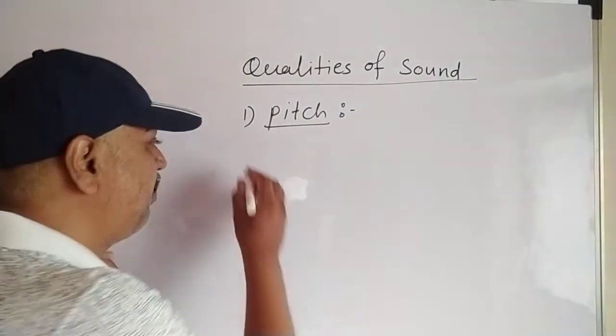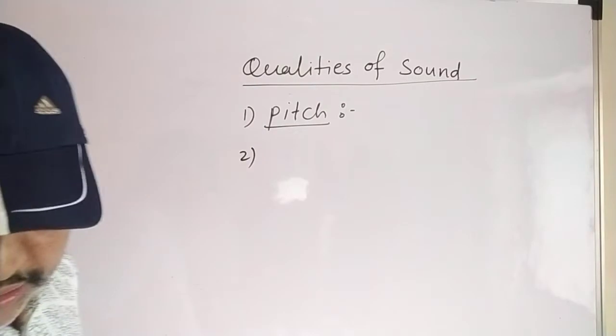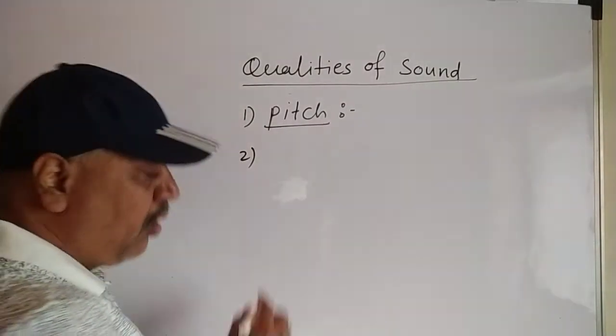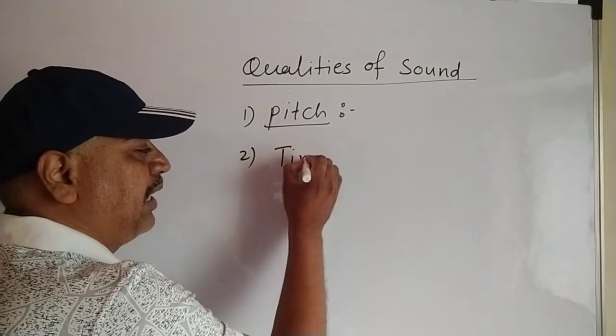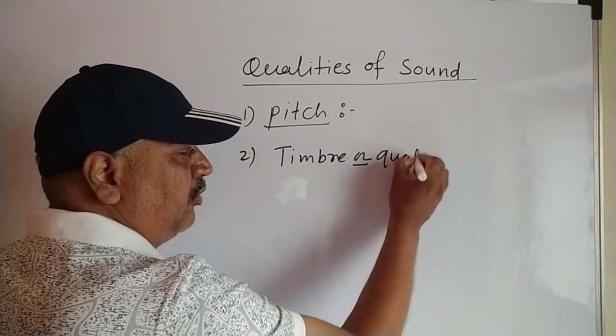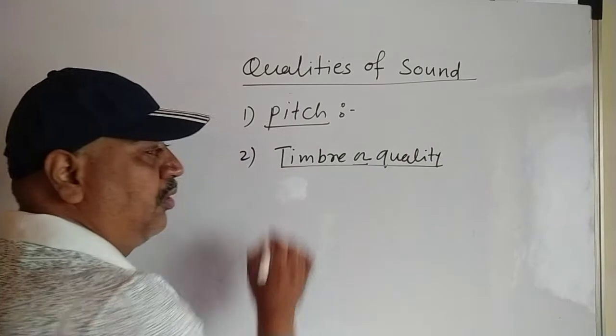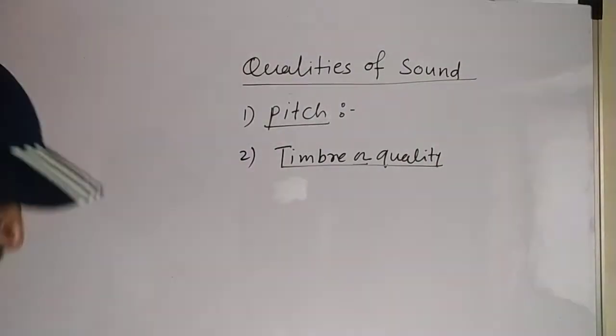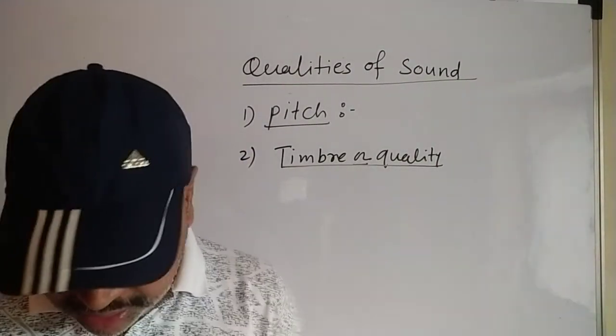Let's start with the second one. The second one is called timbre, or quality. It is said to be timbre or it is said to be quality. So this is one of the qualities of sound by which we can differentiate different sound waves. That is called timbre, or quality.